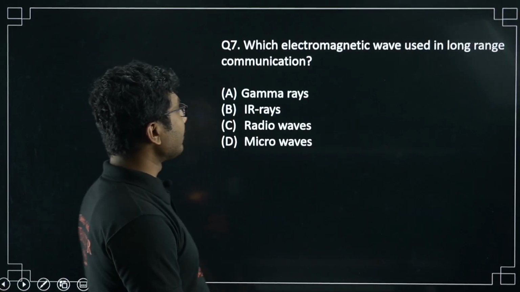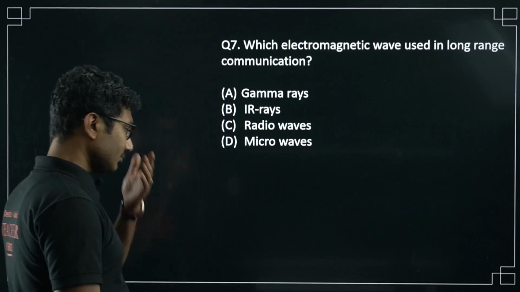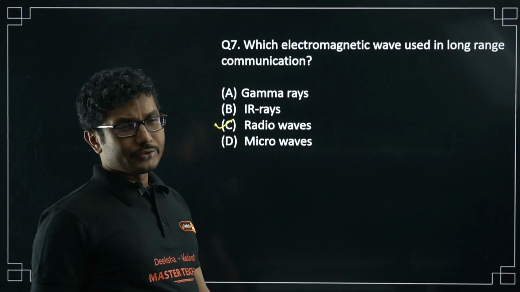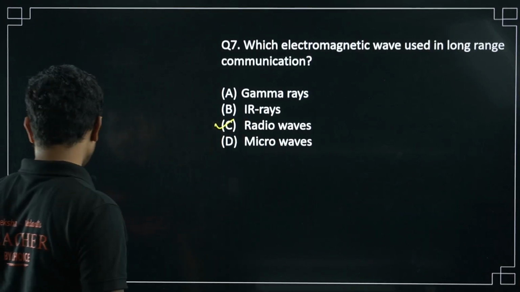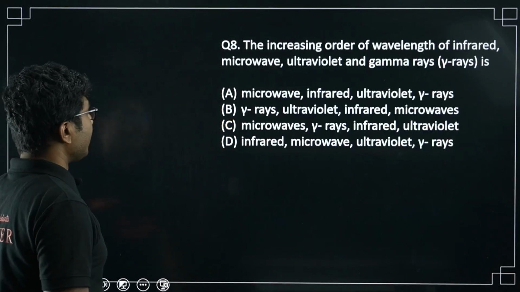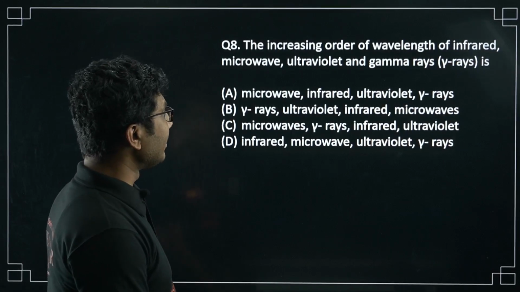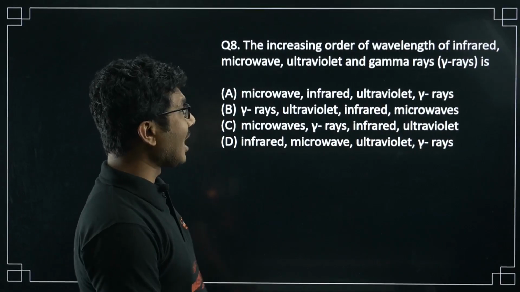Which electromagnetic wave is used in long range communication? In long range communication, definitely radio waves are used, not microwaves, not infrared, definitely not gamma rays. So only radio waves are used. Next, the increasing order of wavelength of infrared, microwave, ultraviolet and gamma rays is.